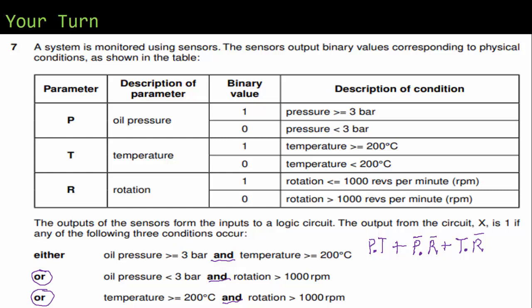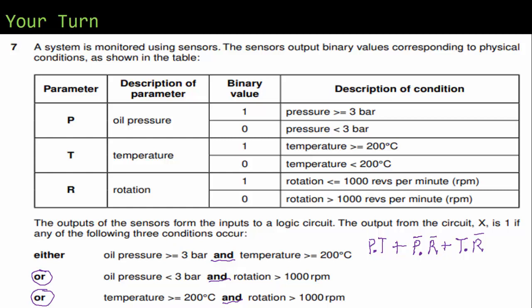So this is the formula that you should have ended up with. P and T, or not P and not R, or T and not R. Oil pressure is greater than or equal to 3 bars. That gives us a P because P is 1. And temperature is greater than or equal to 200. That gives us the binary value of 1. That gives us a T. They want us to AND it together.